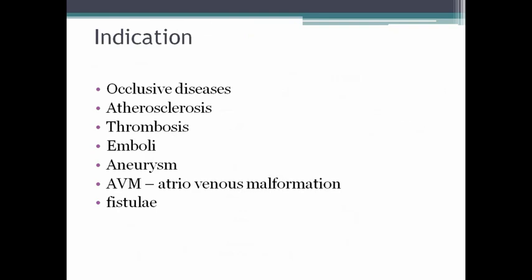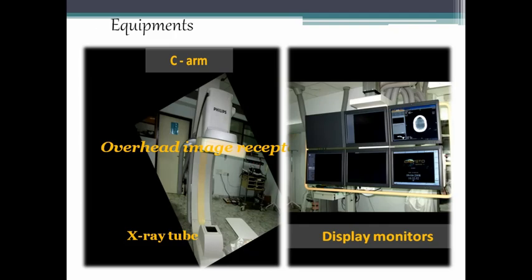So what is the indication for head and neck angiography? Occlusive disease, atherosclerosis, thrombosis, emboli, aneurysm, AVM, arteriovenous malformation, or fistula. These are the common indications for head and neck angio. So what equipment is required? I already know that you got a posting in the cath lab. There will be a C arm. This is a C shaped arm.